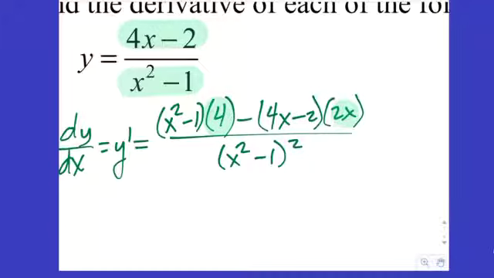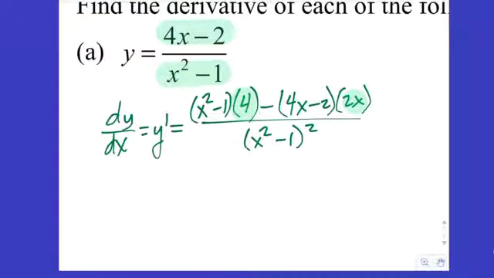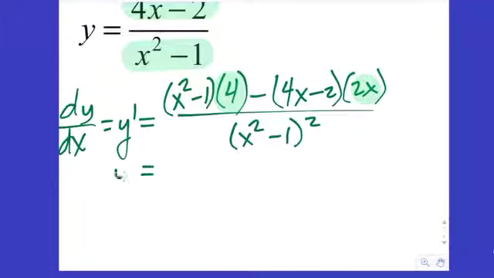Right now, there's a common factor of 2 in the numerator, but that's hardly worth factoring out. If you had a variable common factor, or especially a binomial common factor, you would want to factor it out of both terms before you expand. But in this case, the 2 is negligible. So I'm going to go ahead and distribute everything. Expand it out. You get 4x squared minus 4.